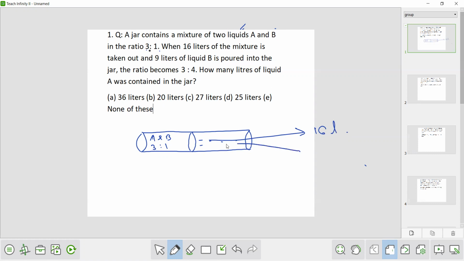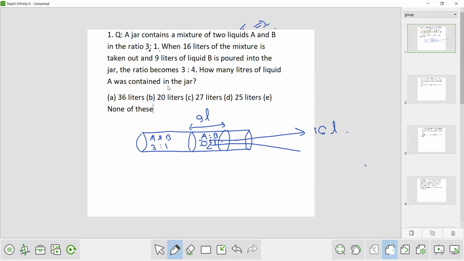And what is poured into the jar? That is 9 liter. Let's say from here to here, this is 9 liter. So 9 liter is only liquid B. So if we say the ratio of A and B, A will be 0 and B is 1, because there is no liquid of A type in the jar. When 9 liter of liquid B is poured, the concentration of liquid A is 0. 100% concentration is of liquid B.